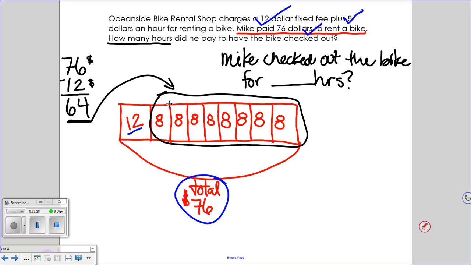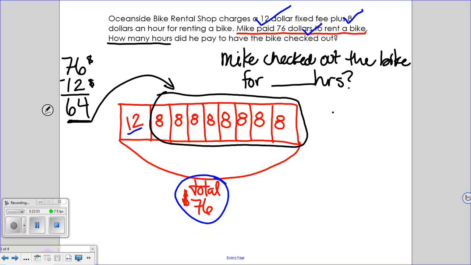Now let's talk a shortcut. Because if I do 12 plus 8 plus 8 plus 8 plus 8 plus 8 plus 8 plus 8 plus 8, I have a lot of math I gotta do. Do I know a shortcut? Do I know what some of it already equals? Jake, what does some of this already equal? Yeah, this part right here already equals 64.